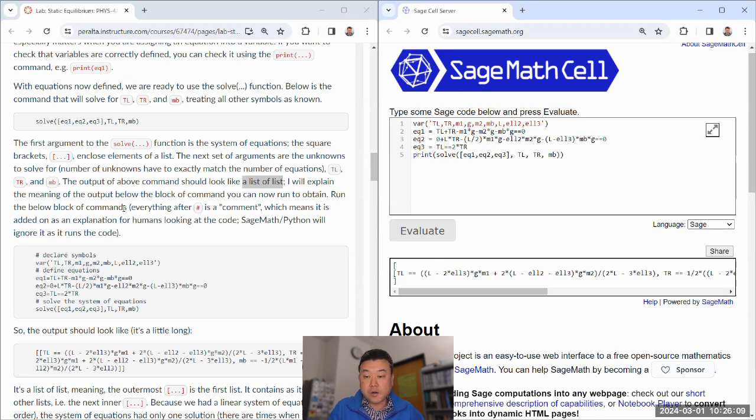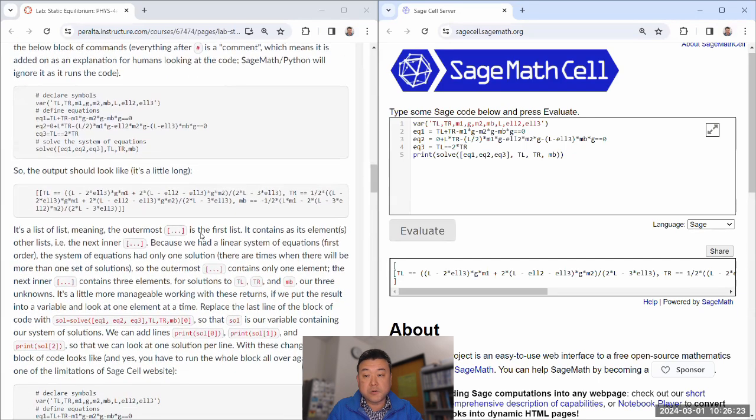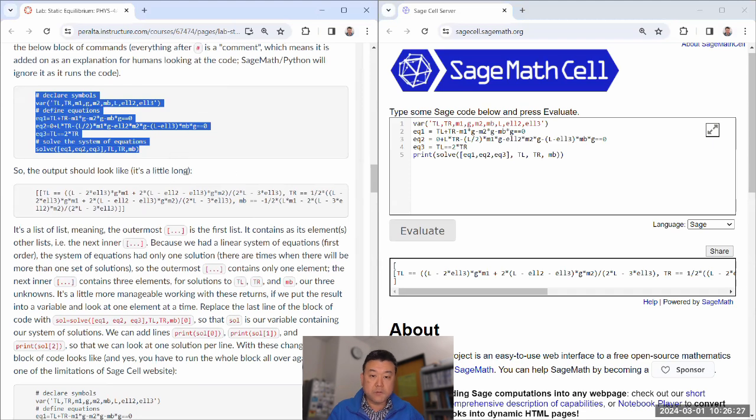Run the below block of commands. Everything after a hashtag or pound sign is a comment, which means it is added on as an explanation for humans looking at the code. SageMath/Python will ignore it as it runs the code. So that's the comments that I was going over above here.